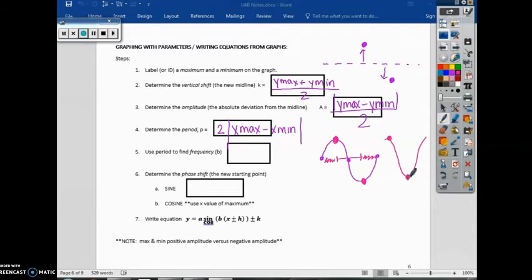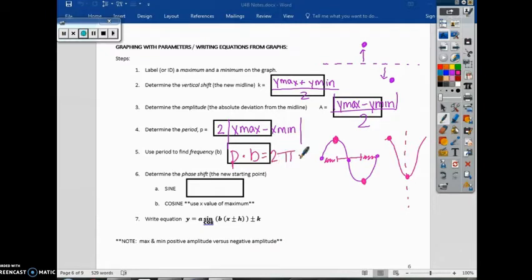It's a little bit easier to visualize on a cosine graph because if you think about it, a max to a min is exactly halfway through what you're doing, and then you're just multiplying by 2. So once you have that period, you're able to find your frequency using that peanut butter pie analogy. B times P equals 2 pi, peanut butter pie.